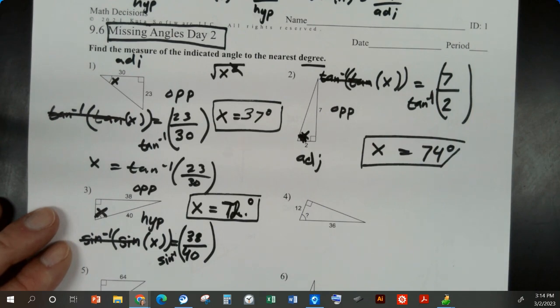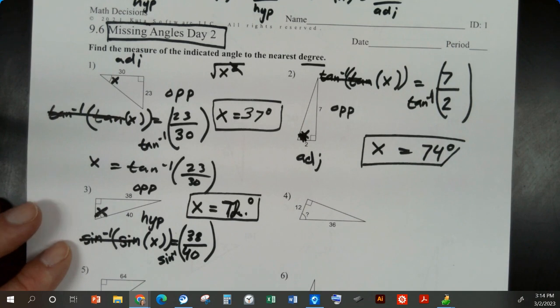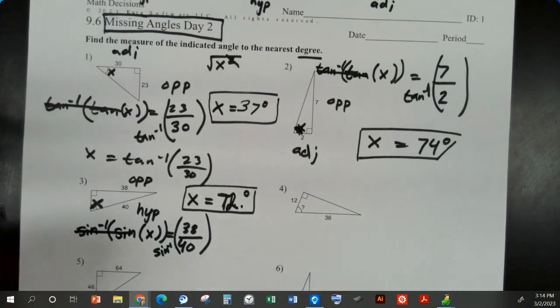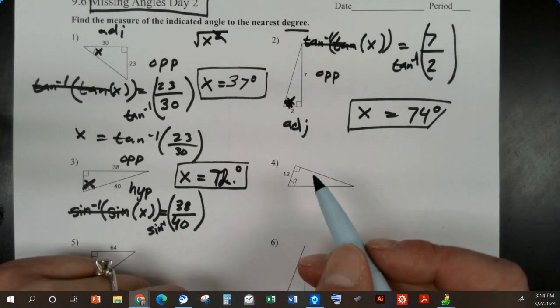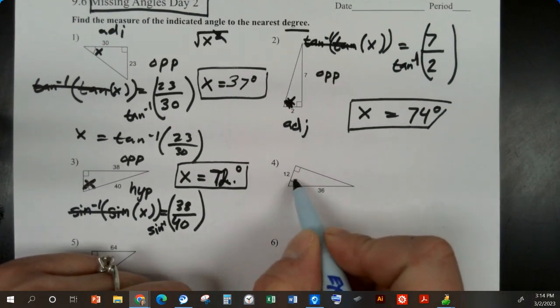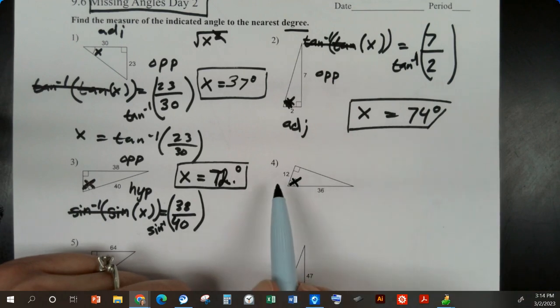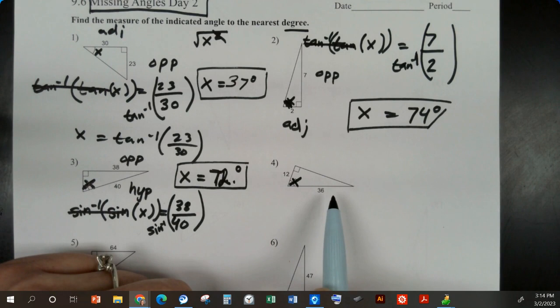Okay, should we do another one? Should we do a few more? Get the hang of it. And again, if you've got the hang of it, you can go ahead. You don't have to stay back with us. Okay, this one, we're looking for this angle down here. And then what sides do we have? What's 36? This one feels like a weird triangle. What's 36?